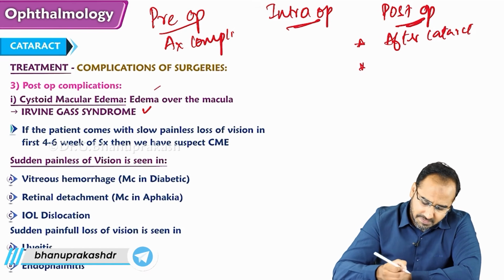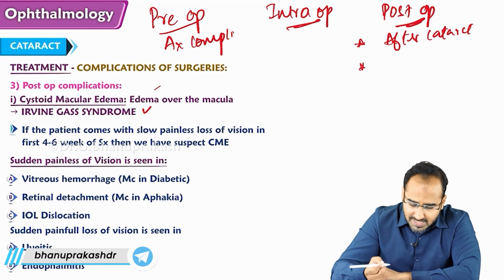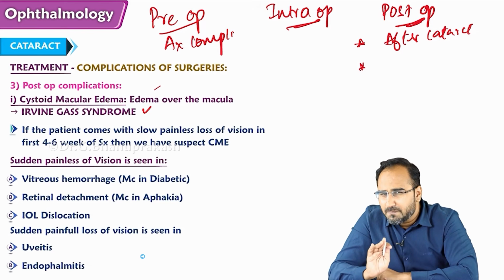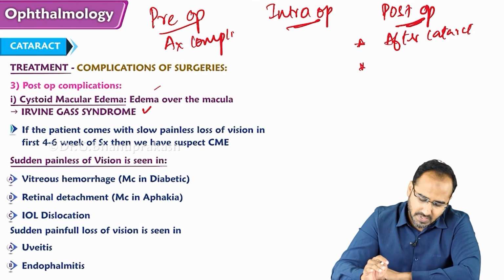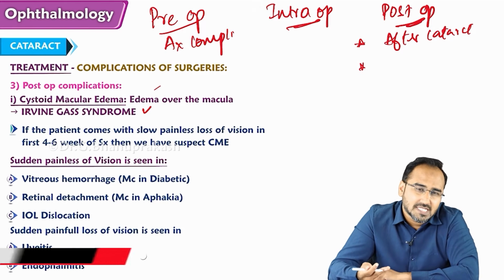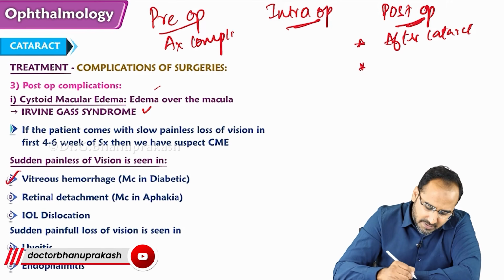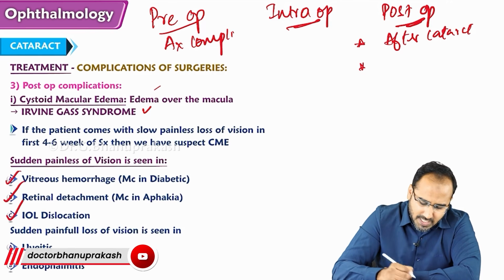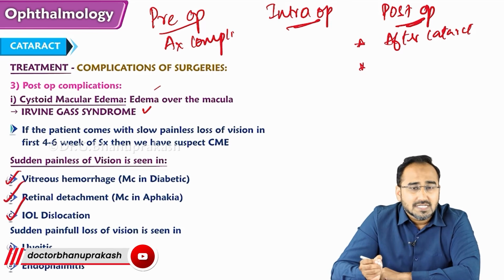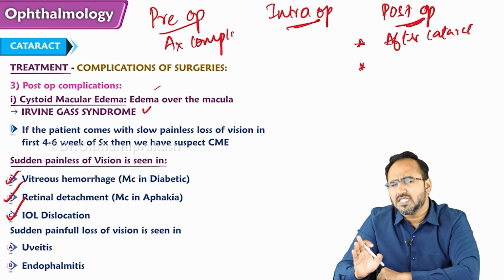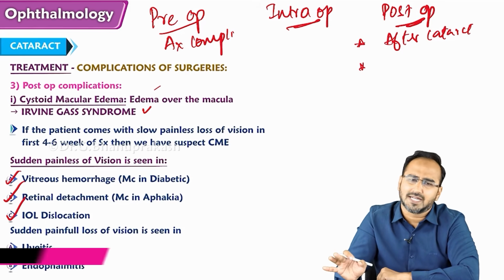Next is what? Sometimes the patient might have sudden painless loss of vision or sudden painful loss of vision. Remember guys, if the patient complains of sudden painless loss of vision, what are the other things that we need to rule out? Sudden painless loss of vision can be seen in vitreous hemorrhage, retinal detachment and intraocular lens dislocation. Painless means the patient does not have pain.